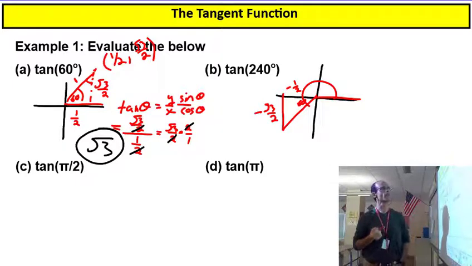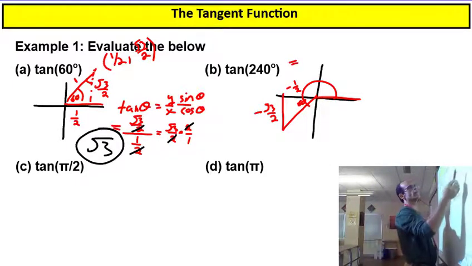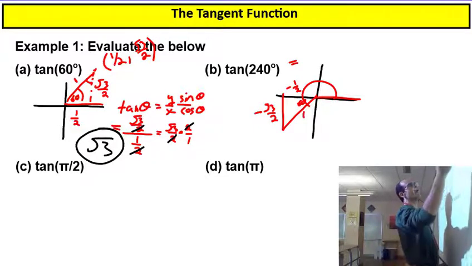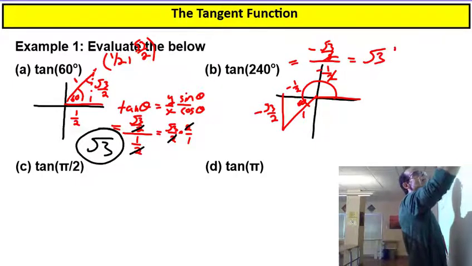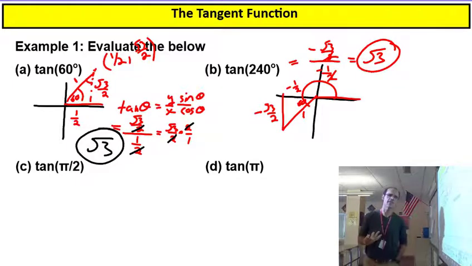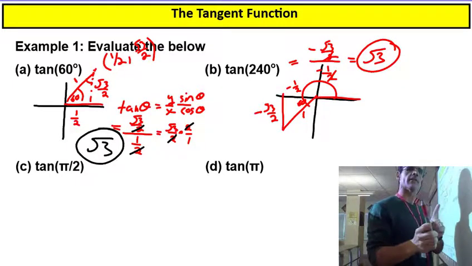Okay? So the tangent of 240 degrees is equal to y over x, sine over cosine, or negative radical 3 over 2 divided by negative 1/2. The 2's cancel, a negative divided by a negative, so we get radical 3 again, positive radical 3. And if you notice, that's the only two quadrants where the tangent is positive.